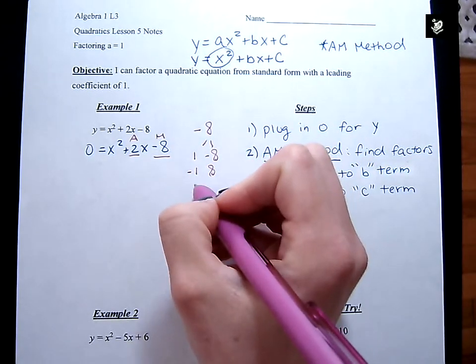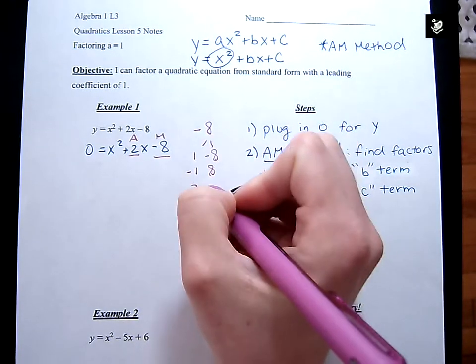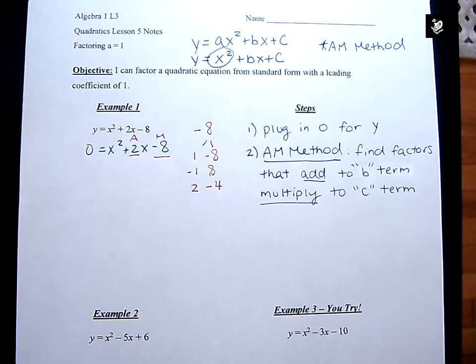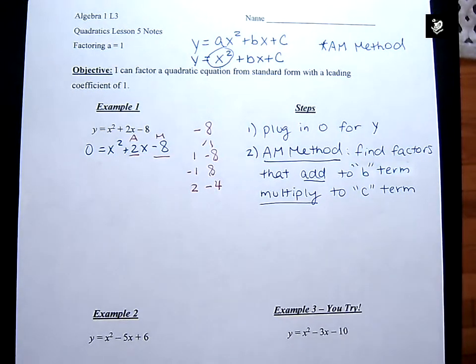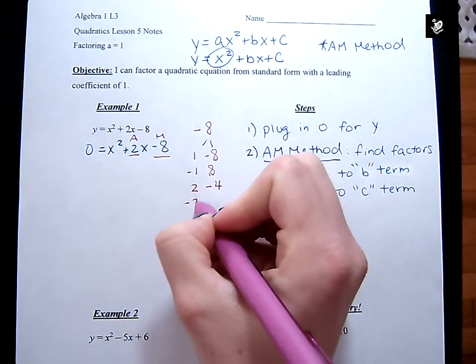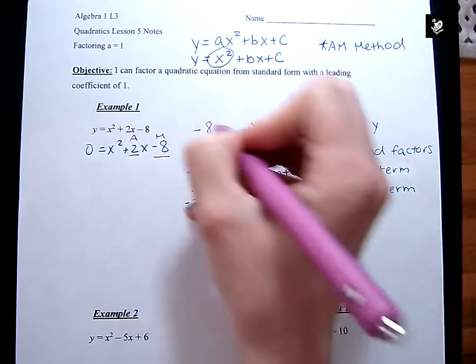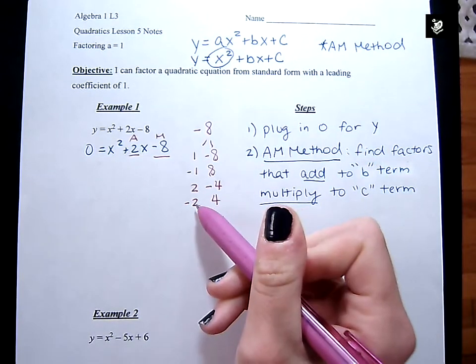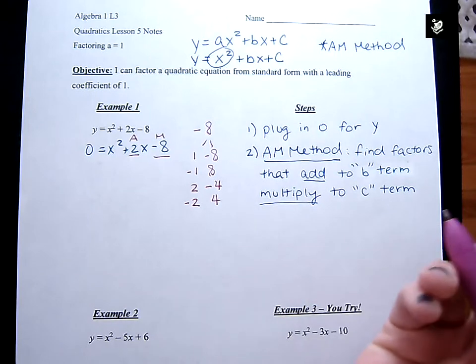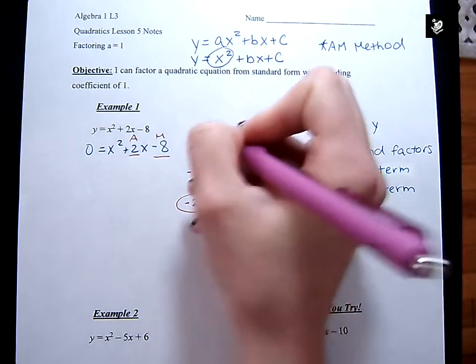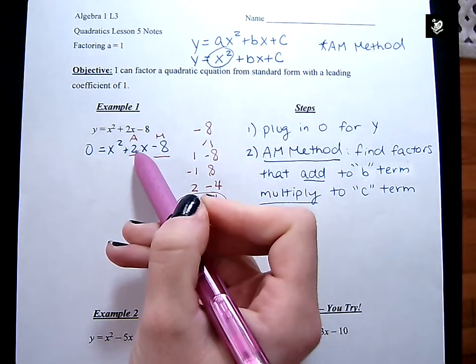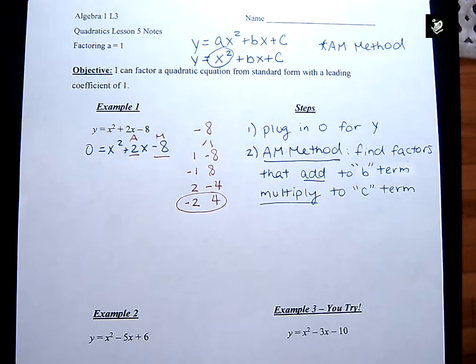So I'm going to keep going. I'm going to go in order. I'm going to do 2 times -4 would give me -8. But 2 minus 4 does not give me 2, so that can't be it. Maybe I could switch the signs. So I'm going to switch the signs because it still gives me a -8. And let's see, -2 plus 4. That is a +2. So since these two numbers both multiply to -8 and add to give me a +2, those are going to be my factors.